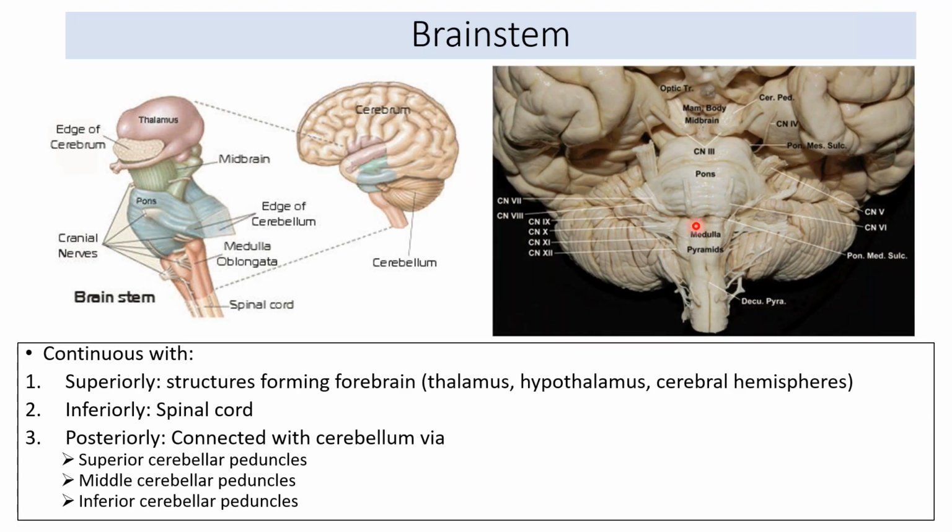Now let us see how it is continuous above and below. If we look into the brainstem, inferiorly it is continuous with the spinal cord. Superiorly, they are continuous with structures which are forming the forebrain. Those structures are the thalamus, hypothalamus, and cerebral hemispheres.